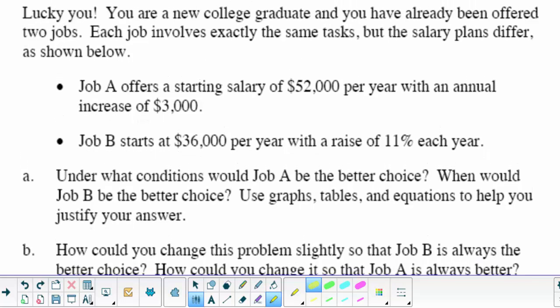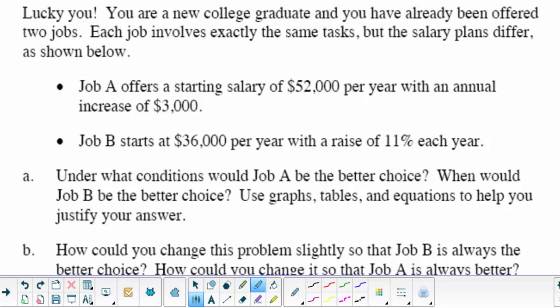All right, so we're going to talk about a couple of different types of systems as well, but we are going to focus on, for your practice, linear systems. But we need to be able to solve word problems. So we're going to take a look at this one here. So you got a job. So job A offers a starting salary of $52,000 a year with an increase of $3,000 per year. And job B starts at $36,000 with an 11% raise.